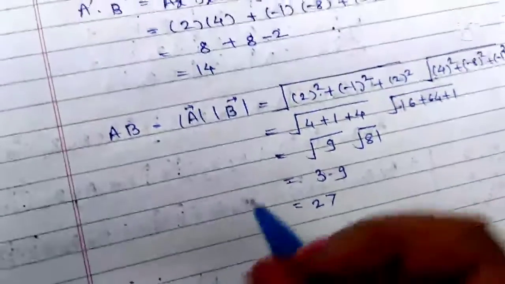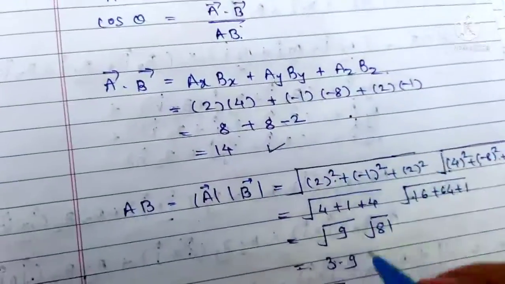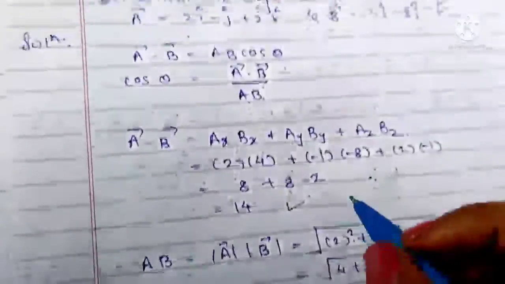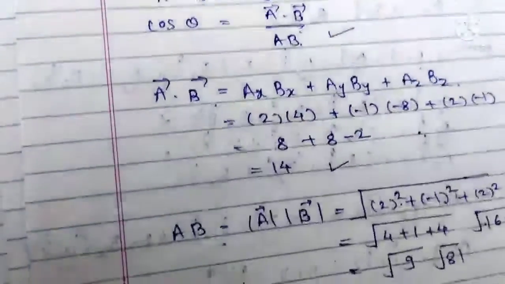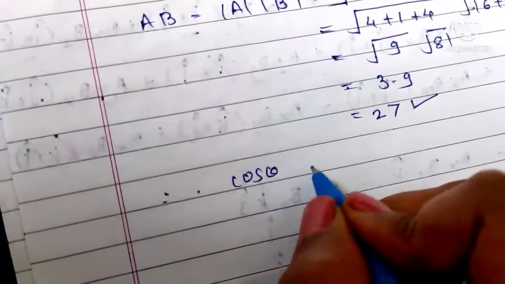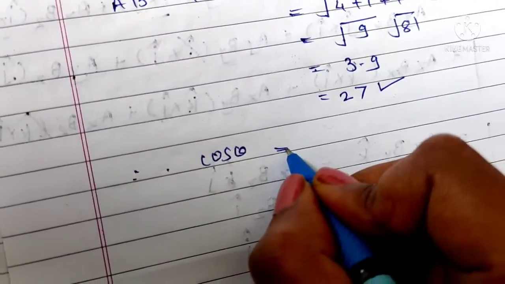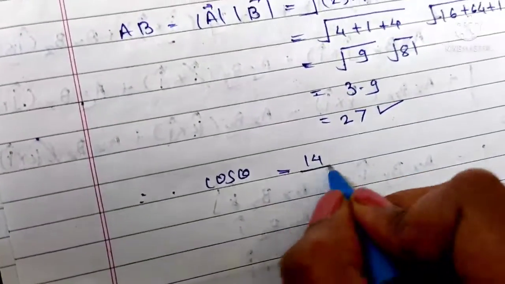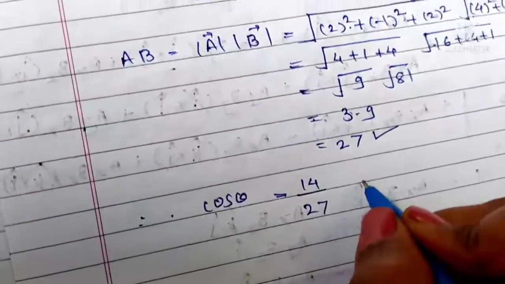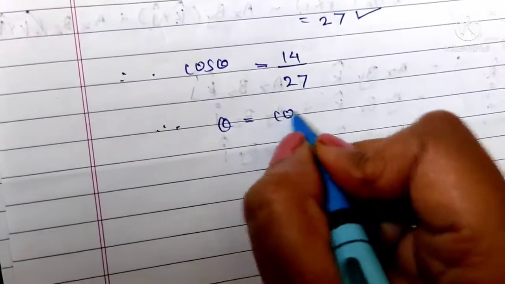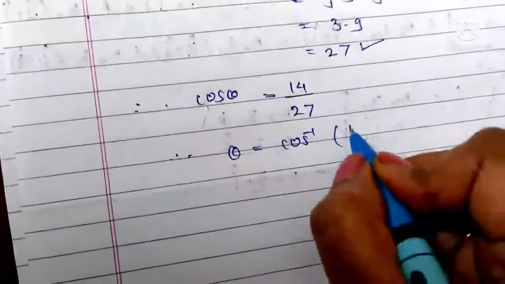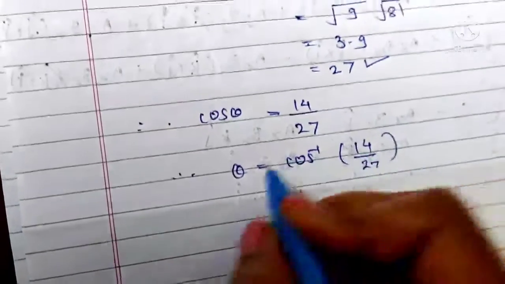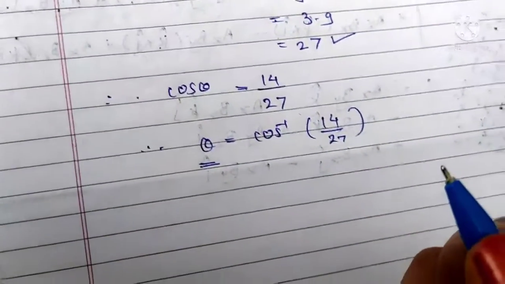So just substitute this value of a bar dot b bar and AB into this formula. So cos theta is equal to a bar dot b bar, that means 14, upon AB, that means 27. So theta is equal to cos inverse of 14 by 27. This theta is the angle between the a bar and b bar vectors.